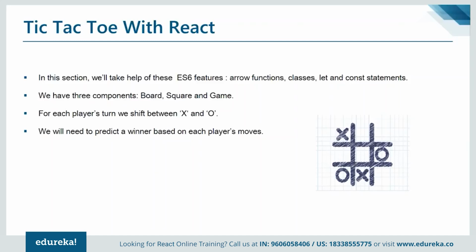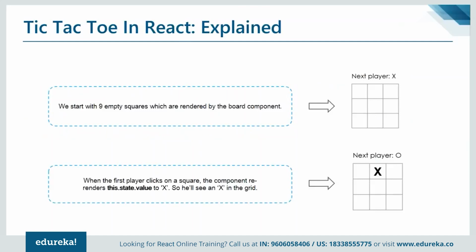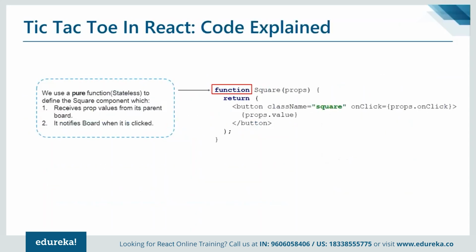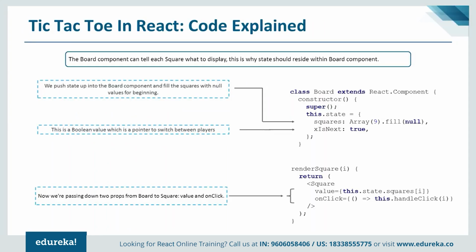For each player turn, we'll shift between X and O as we generally do in tic-tac-toe. So we'll start with the nine empty squares which are rendered by the board component, because there are three components, as I said, board, square, and game, to display this tic-tac-toe program. We have used a pure function, which is stateless, the square function, which we'll see in the demo just after this, and which receives the prop values from its parent, the board. The parent of the square is the board, and the square notifies the board when it is clicked. The board component tells each square what to display. That is why the state is residing within the board component.